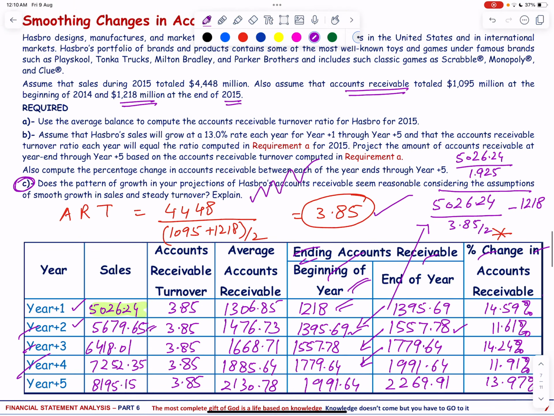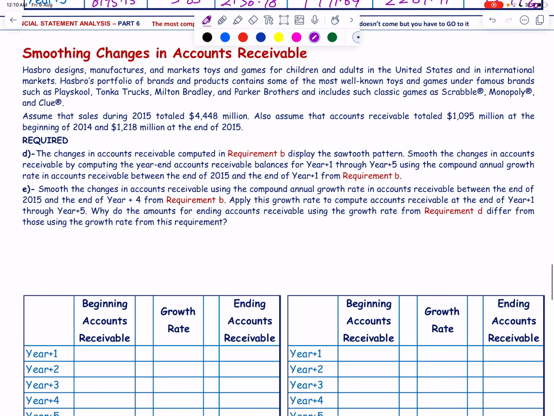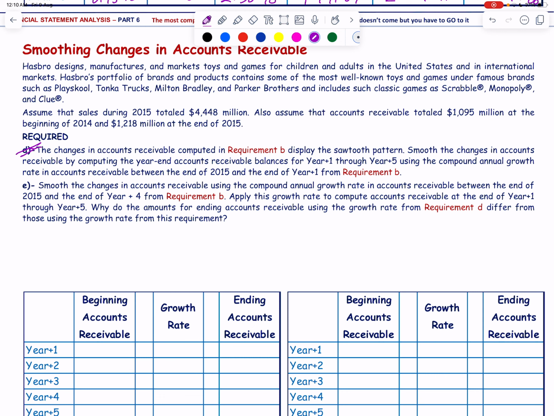Yes, and now we move on to part D of the same exercise on this slide. Now, the changes in accounts receivable computed in requirement B display a sawtooth pattern. Smooth the changes in accounts receivable by computing the year-end accounts receivable balance for year 1 through 5 using the compound annual growth rate in accounts receivable between the end of 2015 and the end of year 1 from requirement B.